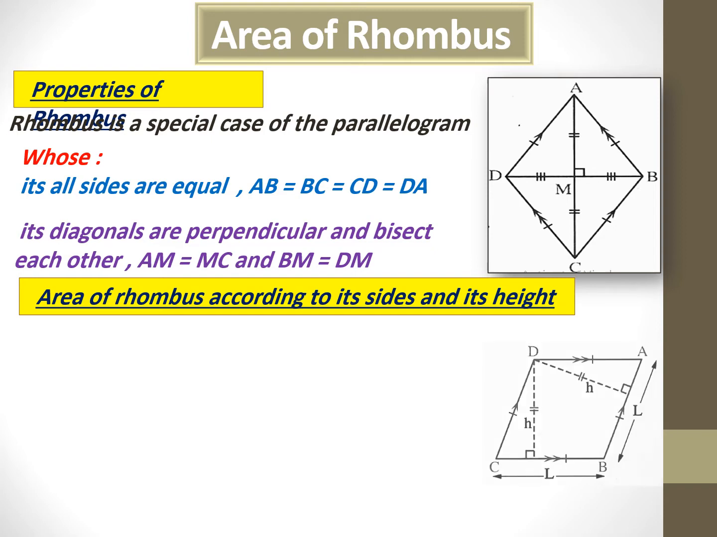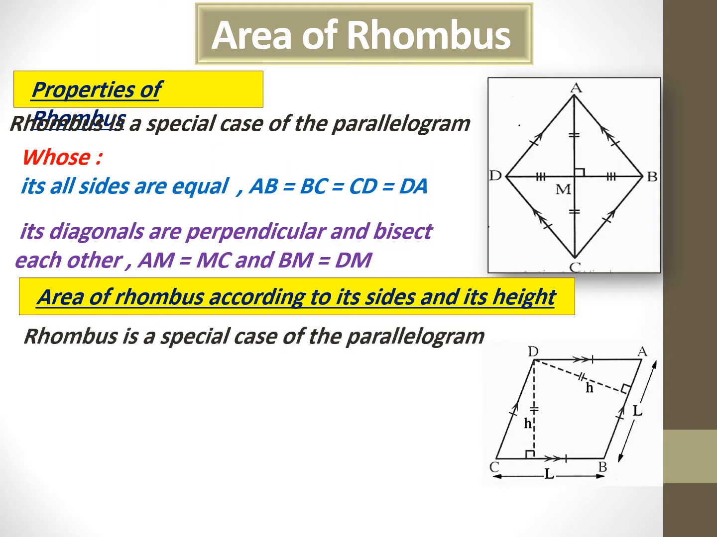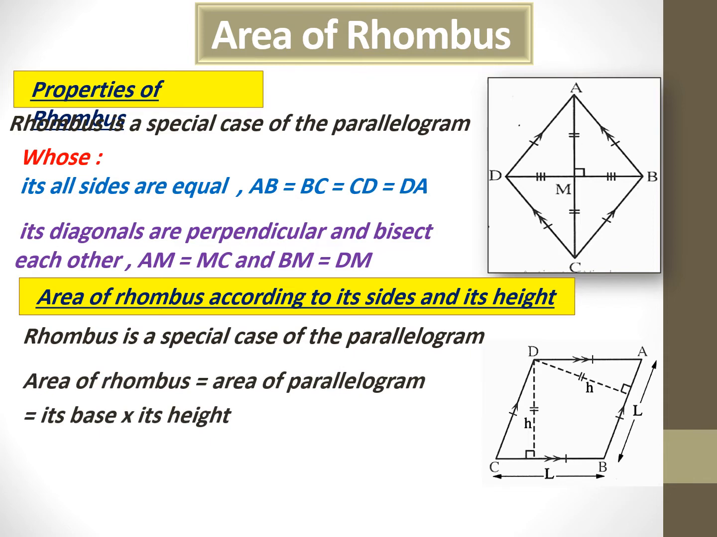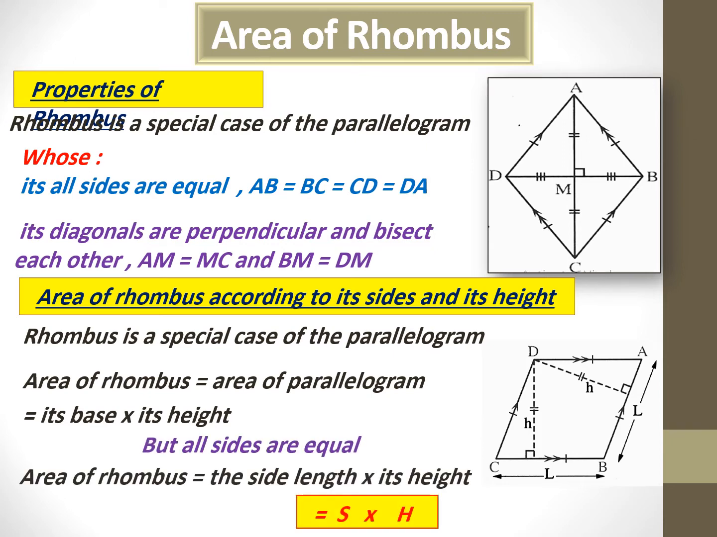The second point of rhombus: the area of the rhombus according to its side and its height. The rhombus is a parallelogram, and the area of a parallelogram is the length of the base times the corresponding height. Since the sides of the rhombus are equal in length and its heights are equal, the area of the rhombus equals the side length times its height.